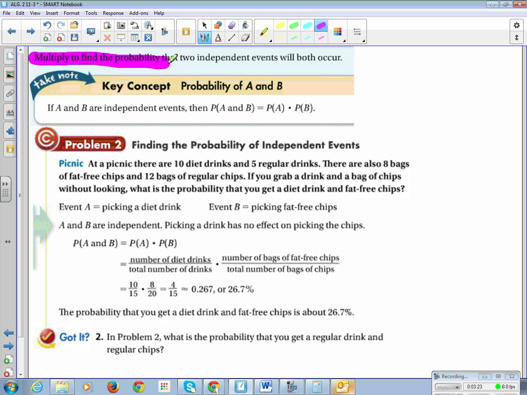Multiply to find the probability that two independent events will both occur. So the probability of A and B, so these are independent events. P stands for probability. Event A is the first one, event B is the second one, is equal to the probability of event A happening times the probability of B happening. So let's take a look at the example, and then I definitely want you to put this got it in your notes.